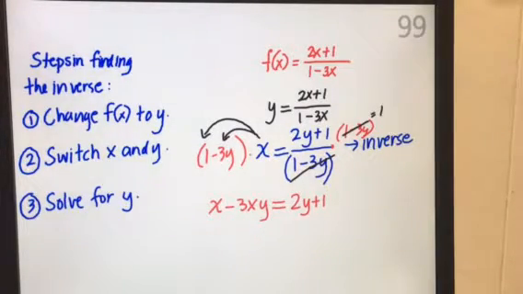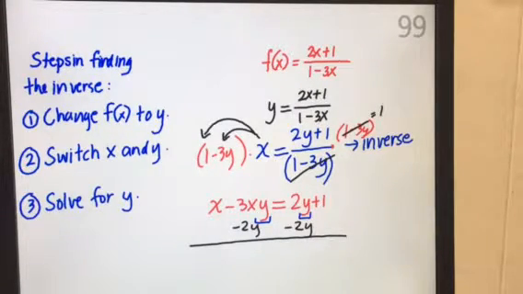Notice how y is on both the left and the right side. For us to isolate the y, we need to bring those on one side. To do that, I will subtract 2y from both sides. And so I'll have x minus 3xy minus 2y equals, this adds up to 0. On the right side, I'll only have 1 left.